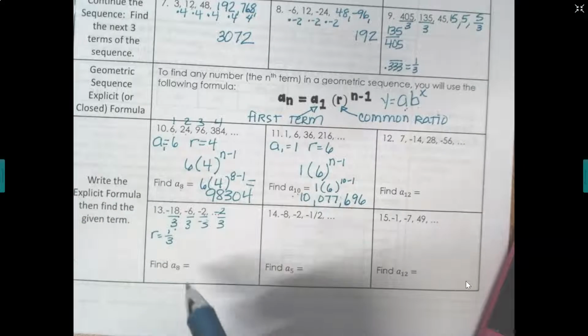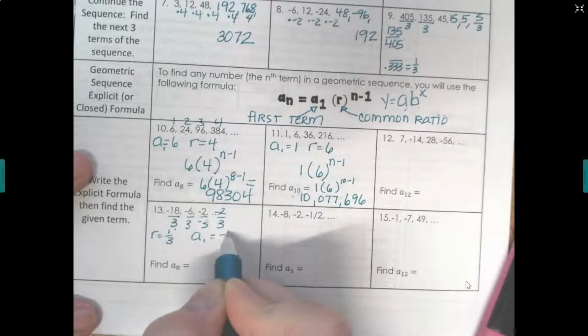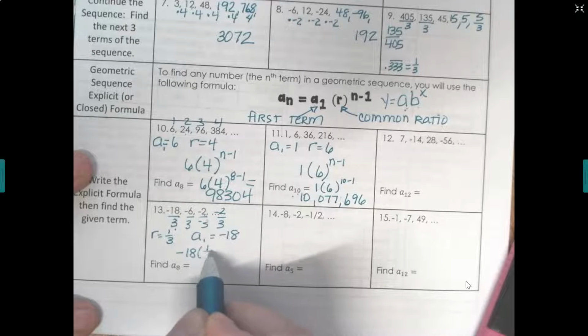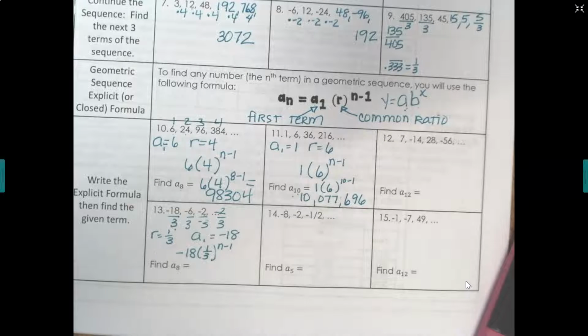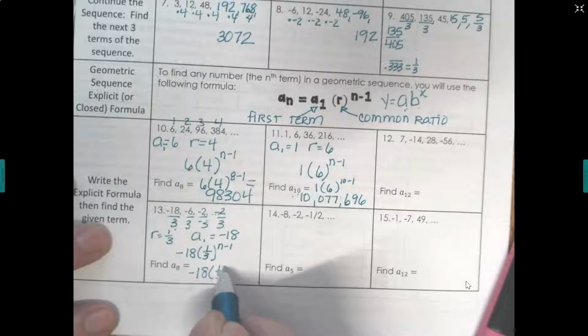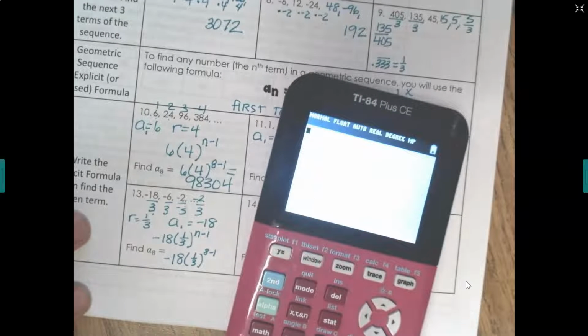Okay, if we were going to continue on. Now we are going to write our equation. Our first term is negative 18. So we're going to take our first term times our multiplier to the n minus 1. That's your entire equation. Now we want to find the 8th term, so we're going to say negative 18, 1/3, and we're going to plug 8 in for n, and then we'll use our calculator. Negative 18 times 1 divided by 3, which is 1/3, raised to 8 minus 1 is 7, so I'm just going to put 7 in.